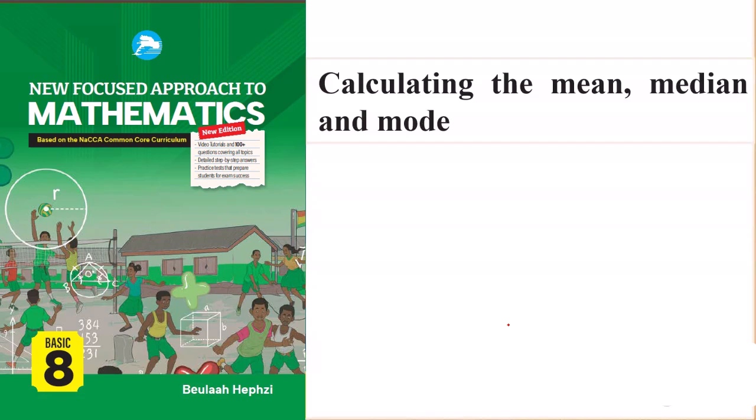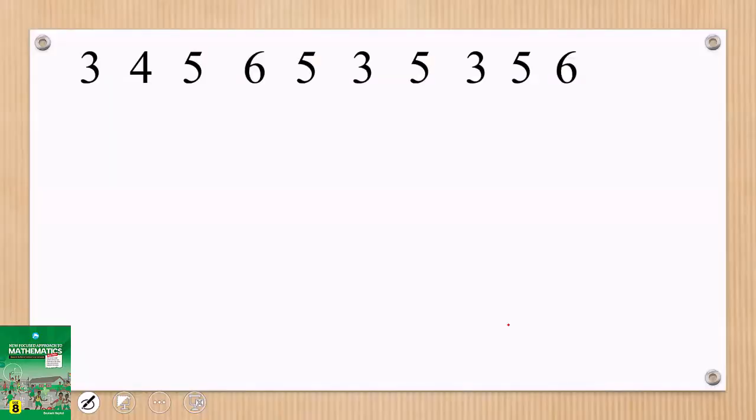This is the revised edition. In this lesson, we are looking at calculating the mean, median, and mode. In Book 7, we did central tendency and learned how to calculate from ungrouped raw data and ungrouped frequency, how to find the mean, median, and mode. Now, in this video, we are going to look at more questions that can come under ungrouped frequency. So it's a form of revision and also adding on.